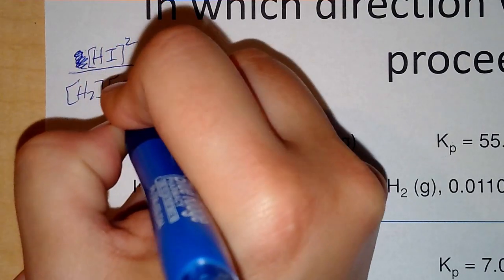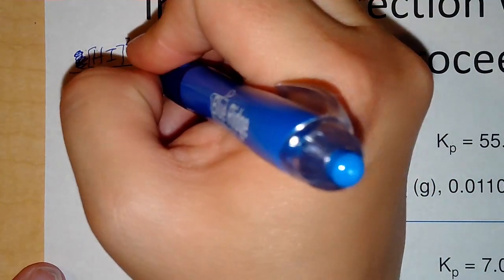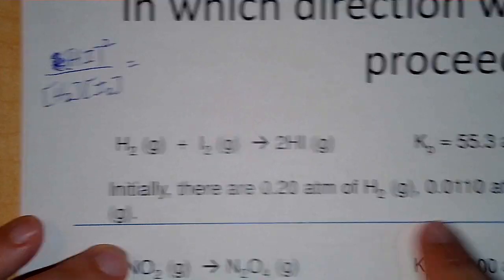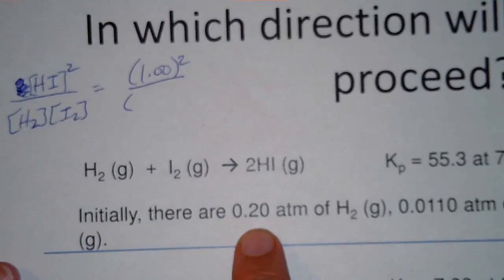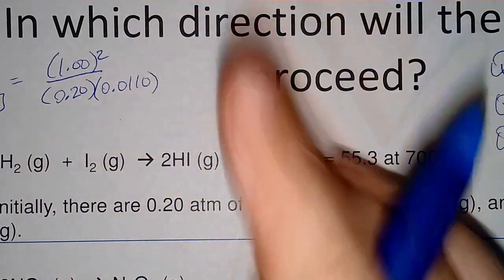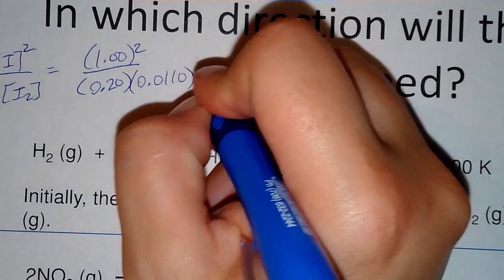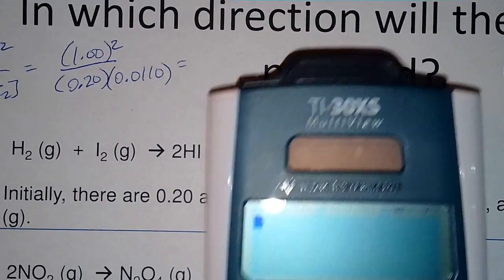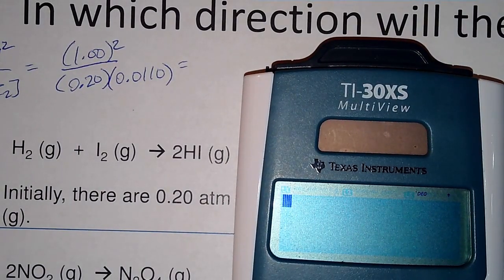Alright, so let's fill in what we have. Our HI, we have 1 atmosphere squared. For H2, we have 0.2. And for I2, we have 0.0110. Alright, so let's calculate what this is. At these given conditions, which is not necessarily equilibrium, we're about to find out, we can look at the same ratio to determine if we're at equilibrium. So 1 divided by 0.2 divided by 0.011.